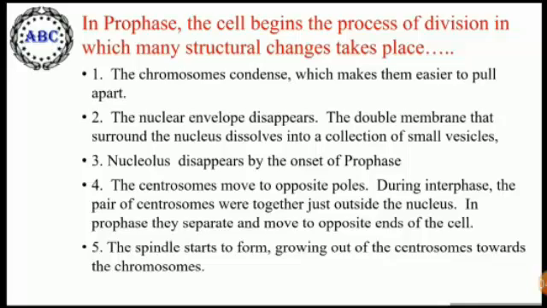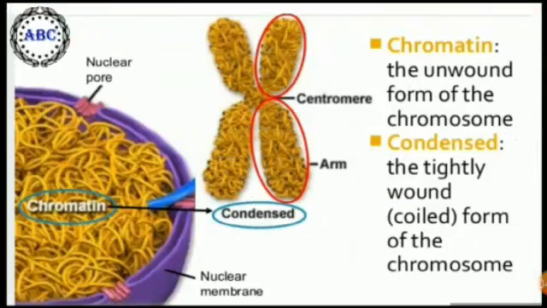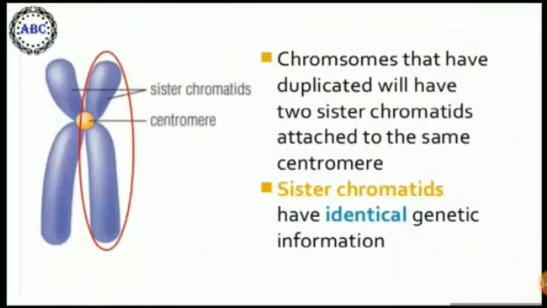Prophase is the longest phase of mitosis, where there is chromatin material inside the nucleus. It is the unwound form of the chromosome. It starts condensation, and due to that condensed material, the chromosome becomes tightly wound, or coiled. Like that, coiling of chromosomes takes place during prophase. Thus, chromosomes that have duplicated will have two sister chromatids attached to the same centromere. These are called sister chromatids, which have identical genetic information.